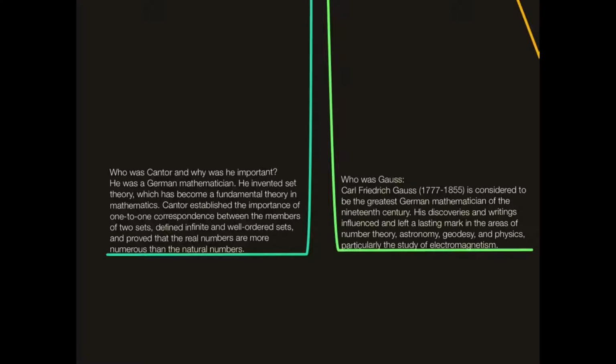Cantor was a German mathematician. He invented set theory, which has become a fundamental theory in mathematics. Cantor established the importance of one-to-one correspondence between the members of two sets, defined infinite and well-ordered sets, and proved that the real numbers are more numerous than the natural numbers. On the other hand, Karl Gauss is considered to be the greatest German mathematician of the 19th century. His discoveries and writings influenced and left a lasting mark in the areas of number theory, astronomy, and physics.